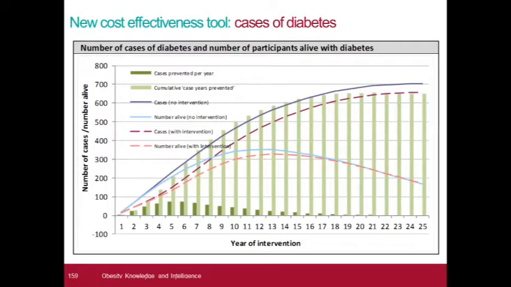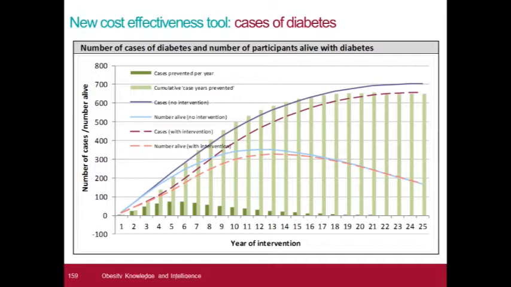This chart's a bit complicated, but the idea is it shows the number of cases of diabetes with and without the intervention. The thick blue line is the cases without the intervention, and the light blue line is the number of cases, the dotted purple line is the number of cases of diabetes with the intervention.